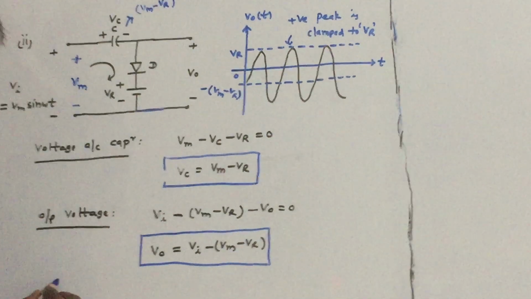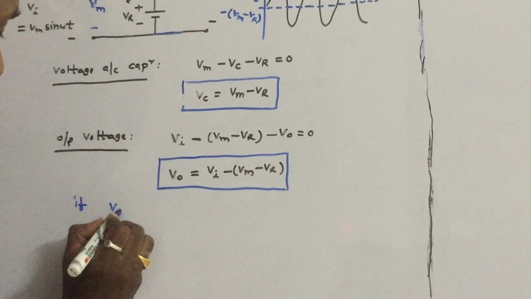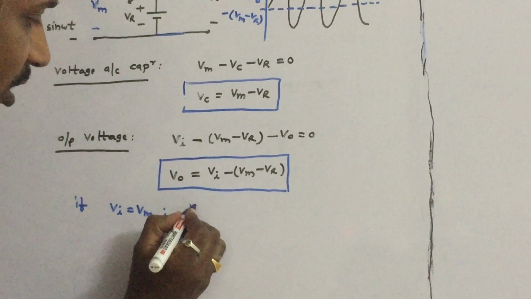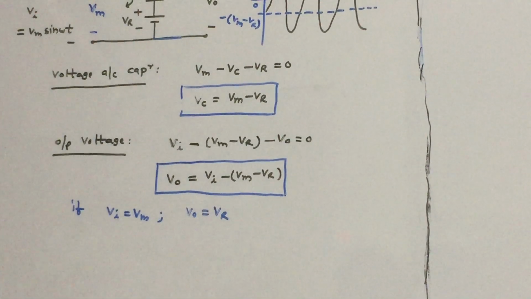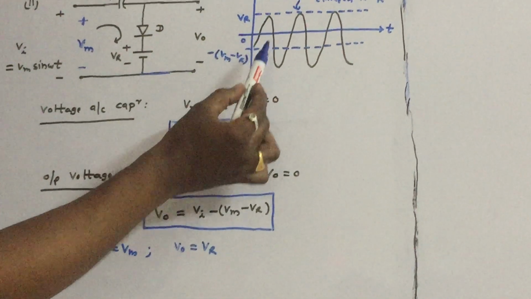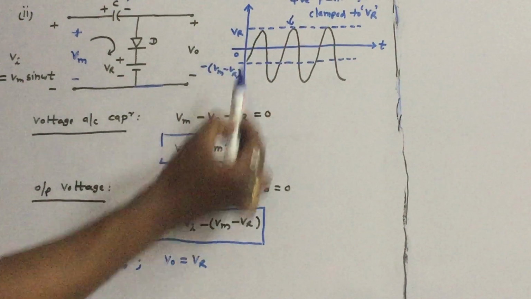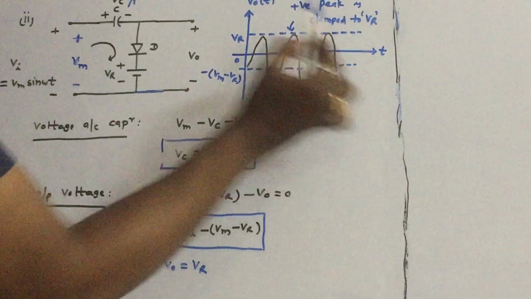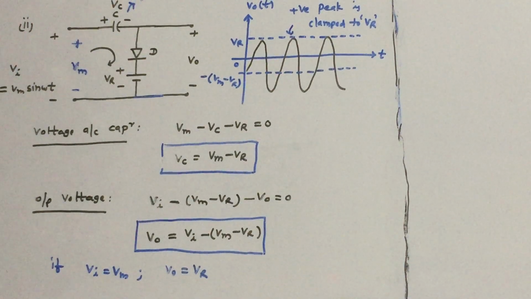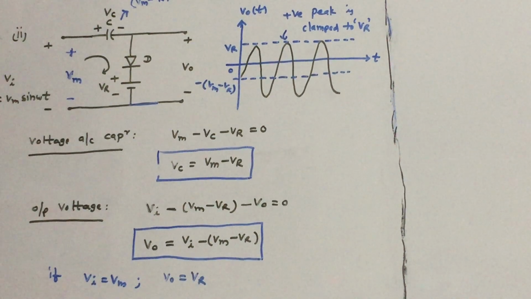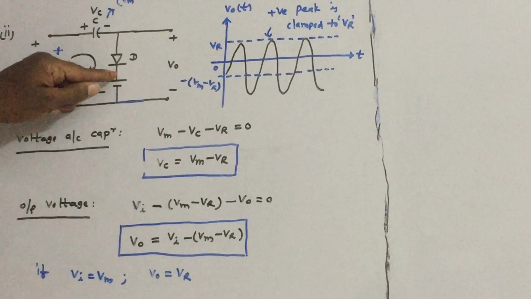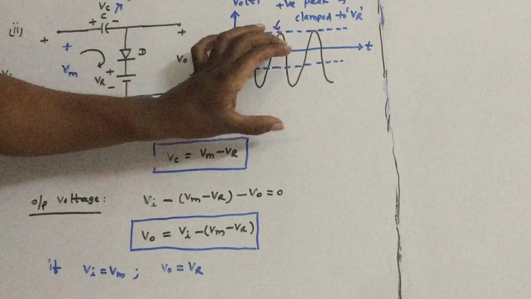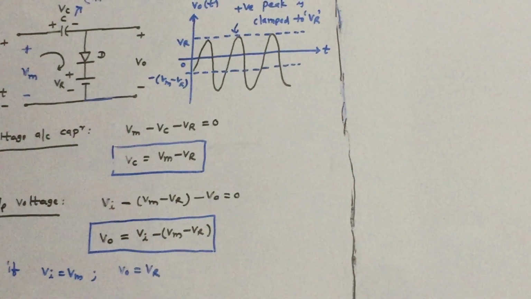Suppose we put Vi equal to Vm, the positive peak. What will happen? V0 is equal to Vr. We can check that: when Vi is equal to Vm, the output voltage is Vr. So in this way, the output is clamped to Vr. This is what you have to understand, a very important circuit. Now let us change the polarity of the battery in the circuit and see what changes in this clamping output. That is the next part.